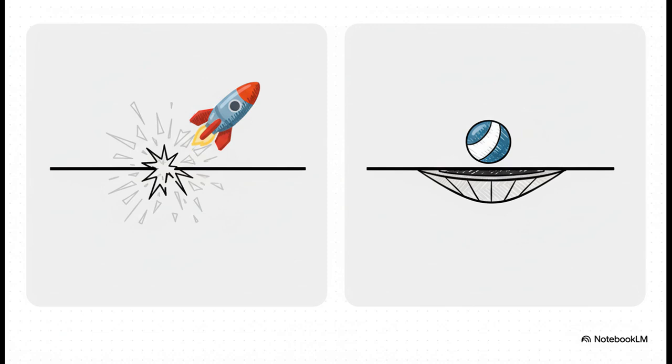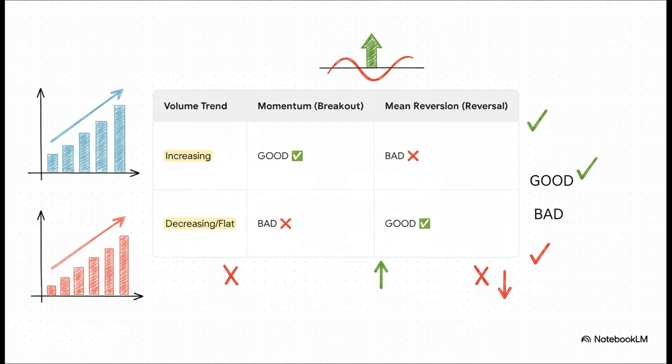Think about it. When price moves to a really key level, like a major resistance, you can basically make one of two bets. You can bet that it's going to smash right through and keep running. That's a momentum trade. Or you can bet it's going to get rejected and reverse. That's a mean reversion trade. Volume gives us a massive clue about which bet is more likely to pay off. And this table right here, this is your cheat sheet.